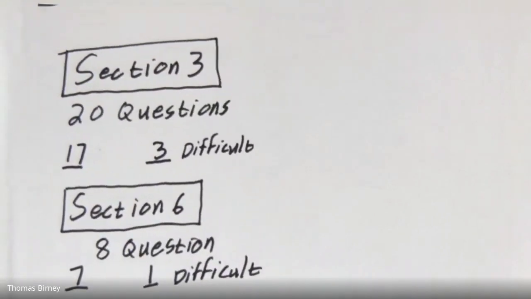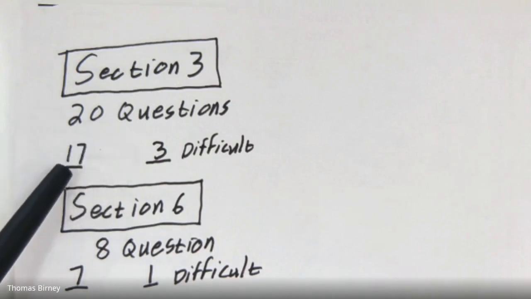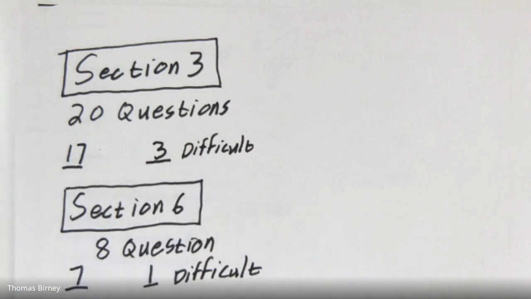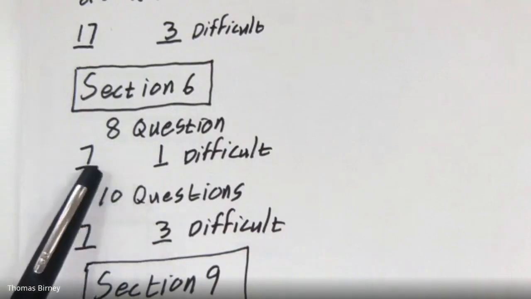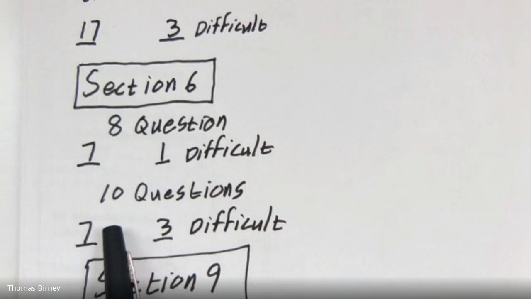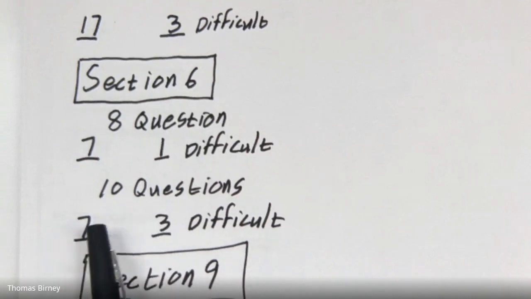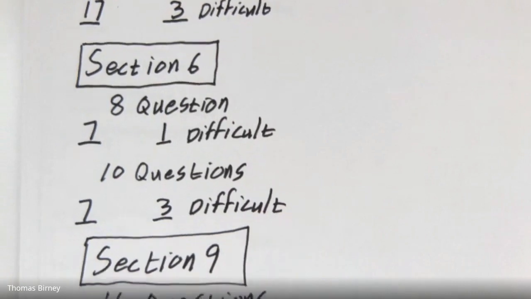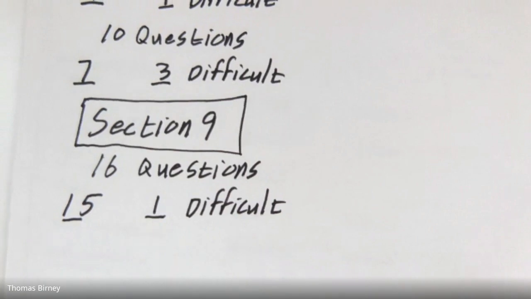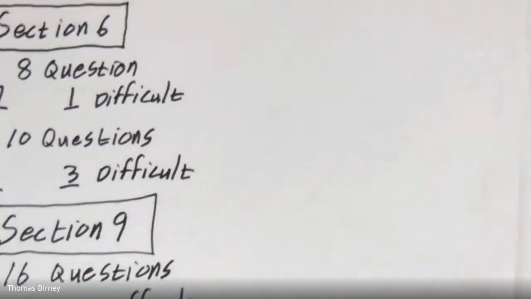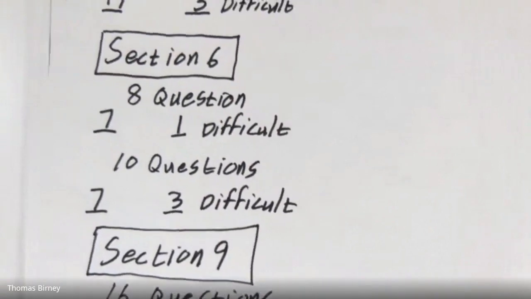Okay, in section 3, there are 20 questions. 17 of them are considered easy to medium. 3 are considered difficult. On section 6, there are 8 questions. 7 are considered medium to easy. 1 is difficult. The bubble in the answer has 7, which are considered medium. 3 are difficult. In the last section, section 9, has 16 questions. 15 are considered medium or easy. 1 is considered difficult. This is a pretty standard breakdown of how they do the SAT and the PSAT. Most of the questions are reasonable, and then some of them are going to be a little bit more challenging.